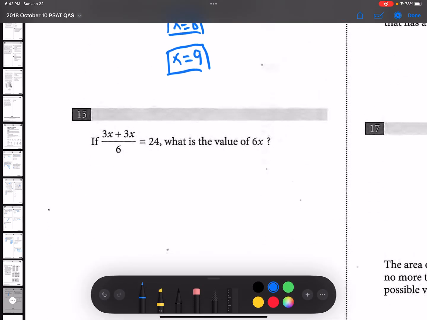Next question, what is the value of 6x? So we're gonna remember this. What is the value of 6x? So 3x plus 3x is equal to 6x. So 6x by 6 equal to 24. So then 6x is equal to 24 by 6, which is 4. So x is equal to, oh, wait. We're not solving for x, only 6x. So that means our answer is 4.